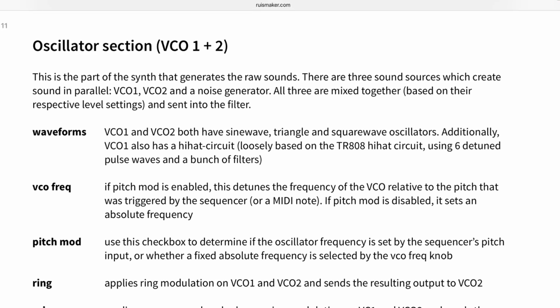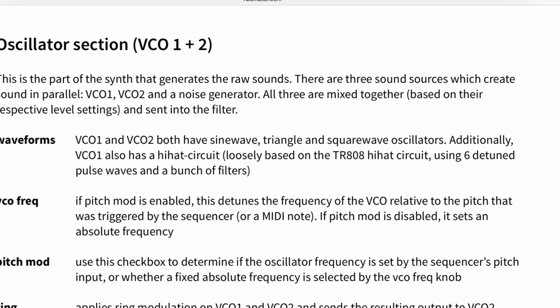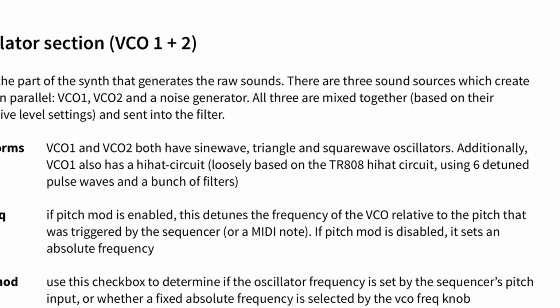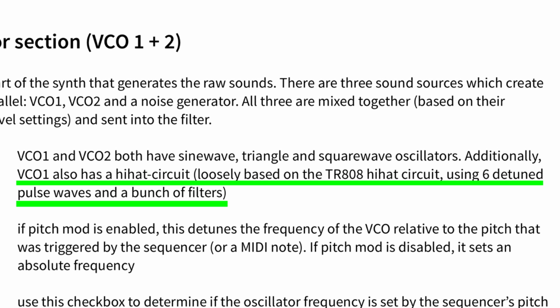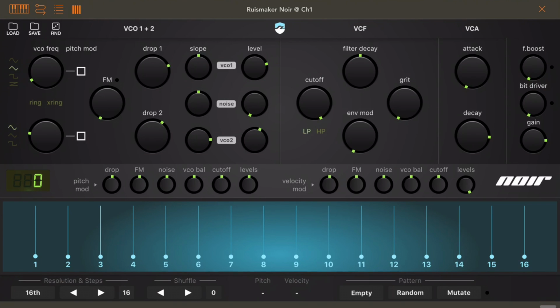Now this is loosely based on the TR-808 hi-hat circuit, using 6 detuned pulse waves and a bunch of filters. Yes, I'm quoting directly from the Noir manual, but what it basically means is that Noir has the capability to produce some really nice sounding retro synthesized hi-hat sounds.